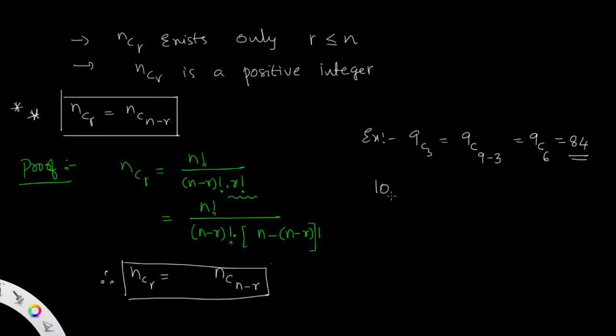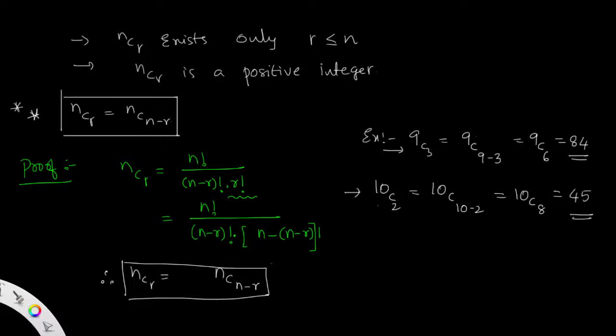And similarly 10C2 is nothing but 10C10 minus 2, which is equal to 10C8. So the 10C2 value and the 10C8 value both have the same value. You can get the value as 45 by using the formula simplification, making it easy. So our convenient formula can be applied: NCR equal to NC n minus R.